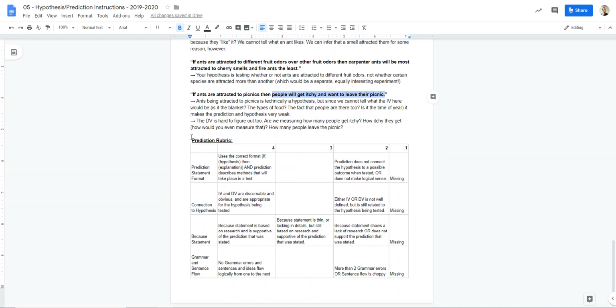Make sure that as you're thinking through your prediction, you're checking through the rubric. I'm looking at your format. You need to be using the if, then, because statement. And even if you don't, as long as it has all the parts and pieces, I'm happy as long as all the pieces are in there. Your prediction has to be connected to your hypothesis. You also have to have a because statement, and it needs to show me that you've done some research. And then, of course, the grammar and sentence flow. Good luck.